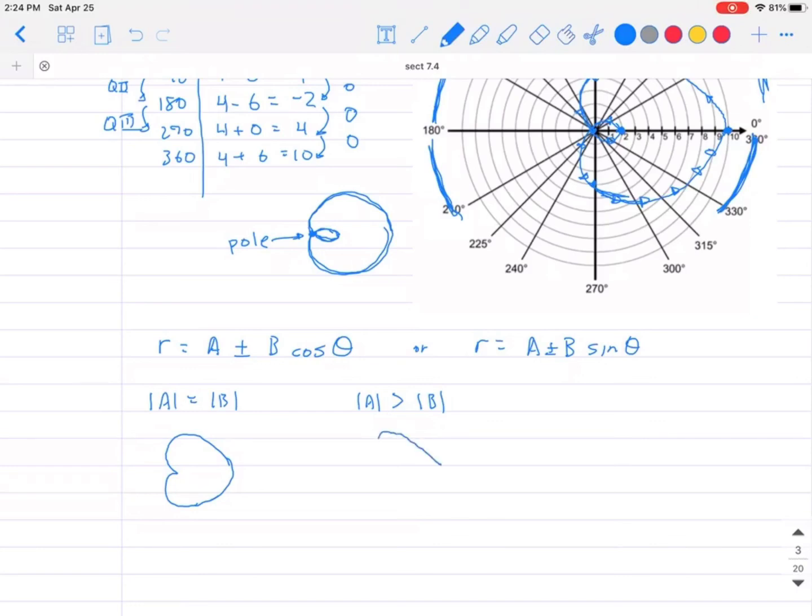If you have the scenario where absolute value of a is greater than the absolute value of b, then your limacon is going to look kind of like a guitar pick. So that's going to be our shape of it. And finally, for the last part, if you have the absolute value of a is less than the absolute value of b, then your limacon is going to curl inward like this, and that is going to be the shape then. It's kind of like having a hemorrhoid inside.